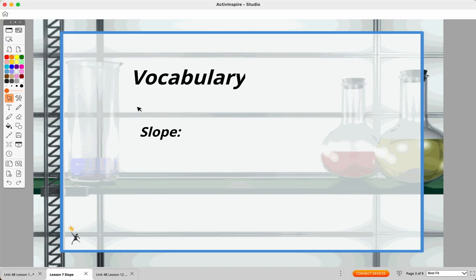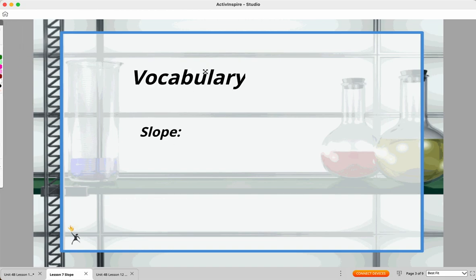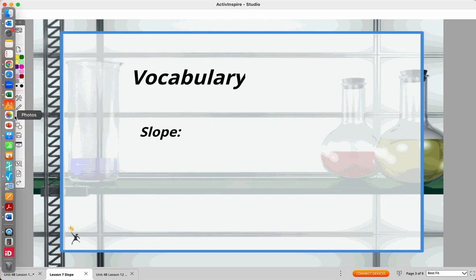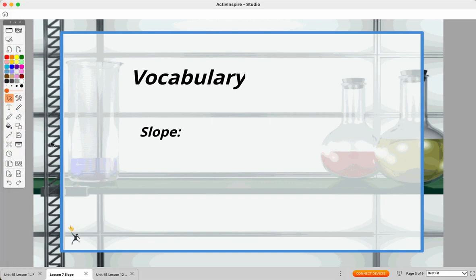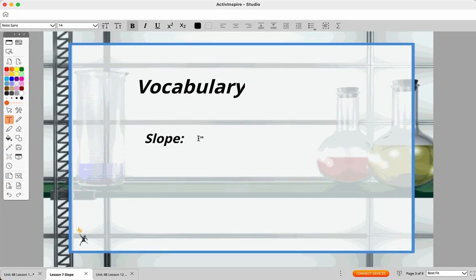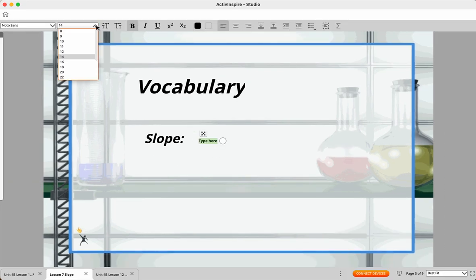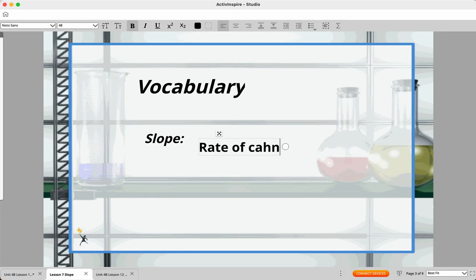All right. First things first, we need some vocabulary out of the way. We need to know what slope is. Slope is really just a rate of change. I'm going to type this just to make it easier to read. It's a rate of change. It's a specific one of y divided by x. It's really the change in y over the change in x.